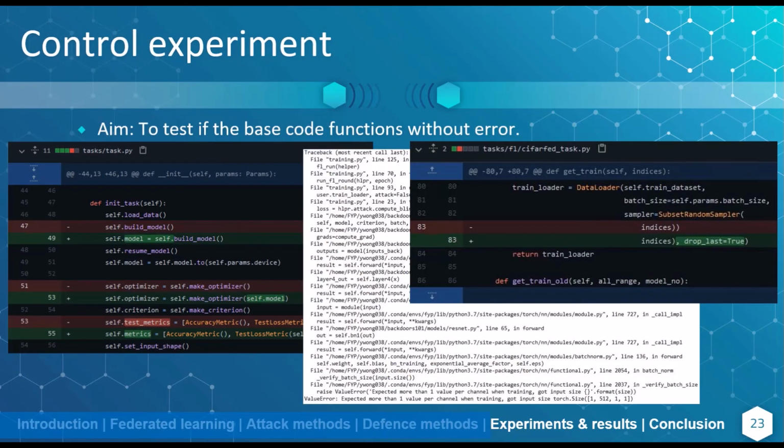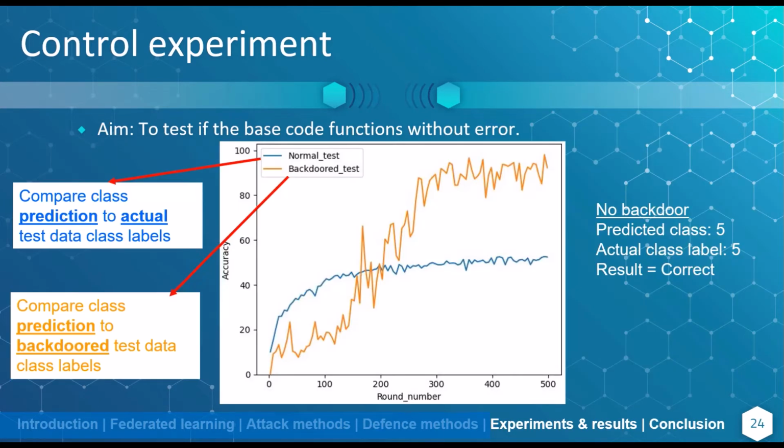The first experiment was the control experiment, which was done at the start of this project. This was to test out if the base code provided for this project was functional and had no error in training FL. Unfortunately, there were several errors that had to be resolved, but I shall not go into the details. So, the following results were obtained.